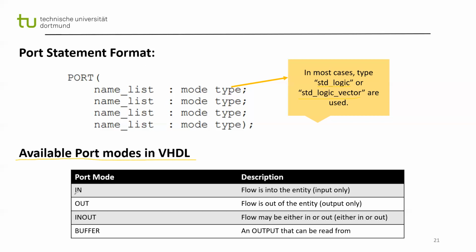We have the port mode in, which describes that the flow is into the entity and should be handled as an input only. We have the port mode out, which describes that the flow is out of the entity and is handled as an output only. We have also in out, which describes that the flow may be either in or out. And finally, we have the buffer, which is an output that can be read from. A normal output can't be read from.